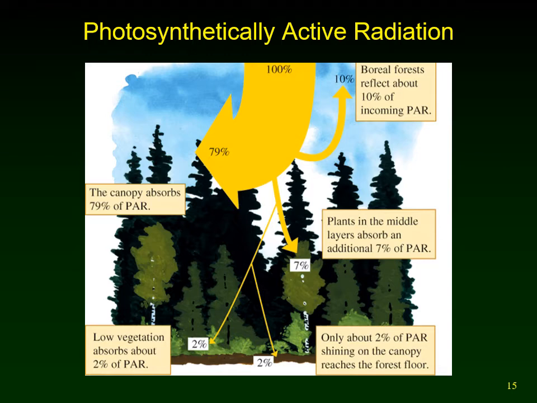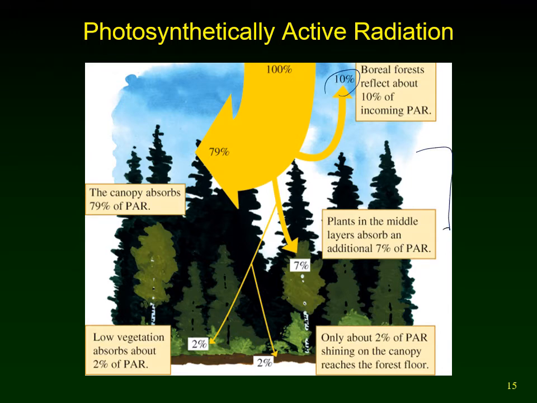This is looking at a boreal forest, so a northern forest, and we've got a canopy that's mainly a very dense canopy of coniferous trees, conifers, evergreens that keep their needle leaves all year long. The canopy absorbs about 79% of the photosynthetically active radiation coming in from the sun to the surface, and it is reflecting about 10% of the light off of the surface. And so most of it is taken up by the needles in this canopy layer.